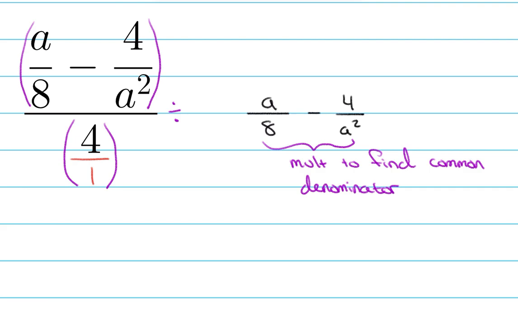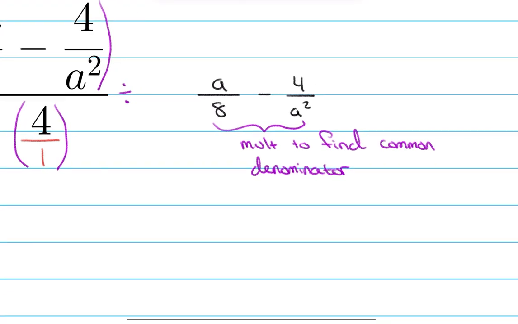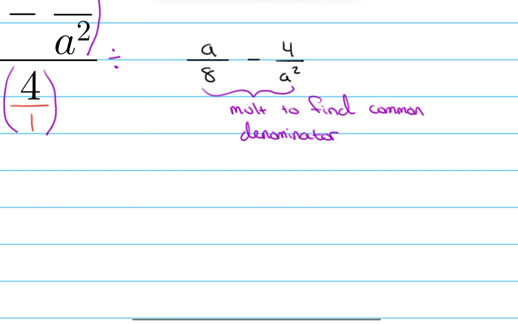Even if you have multiple fractions, just multiply your denominators together. All right, so we are going to do that, and we are going to multiply this first fraction by a squared over a squared. We're multiplying the denominator by a squared so that we can get that common denominator, but in order to keep the value of the fraction the same, we have to multiply the top and bottom by the same. That's why it's a squared over a squared.